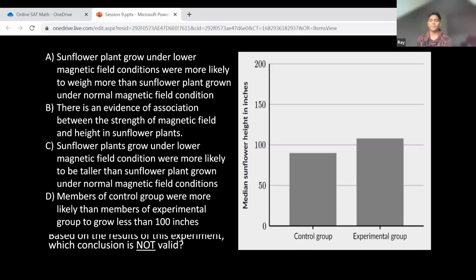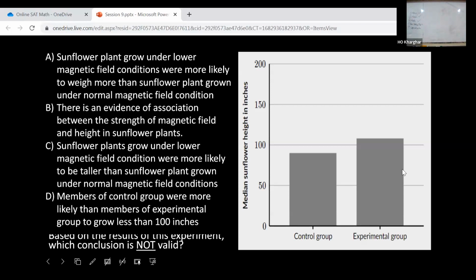I think it's option C. Okay, let's see. What does it say? Sunflower plants grown under lower magnetic field conditions were more likely to be taller than sunflower plants grown under normal. So this was your normal group. This was the lower magnetic field. They are more likely to be taller. Median height, yes, they are more likely to be taller. C is a valid conclusion.